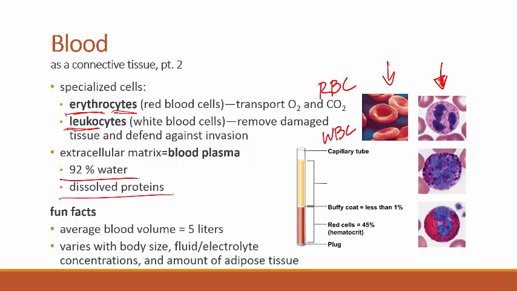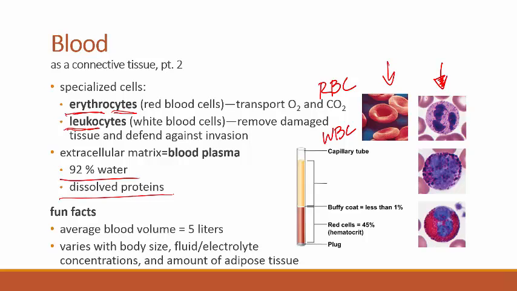So, let's see. Some fun facts about blood. Woo! Ain't nothing but a party when it comes time to talk anatomy and physiology. In the average person, there's about 5 liters of blood. A liter is slightly more than a quart, so we're looking at somewhere between a gallon and a quarter and a gallon and a half of blood in the average person.